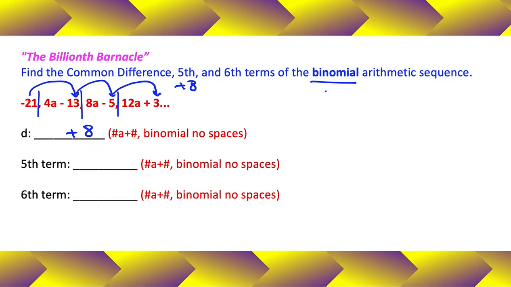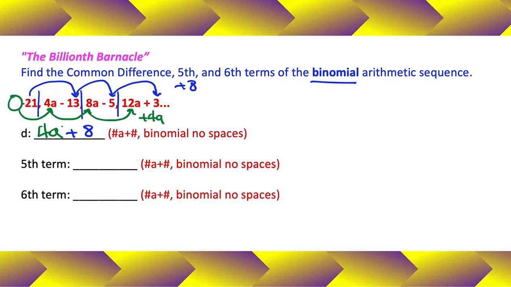Now, what about the variable? Well, if you notice, let me switch colors here. There is no variable here, then all of a sudden it jumps to a 4a, and then it jumps to an 8a, and then a 12a. Oh, that's not too bad. You're just adding a 4a every single time. So my binomial that is being added, my common difference, is 4a plus 8. That's what's being added every single time.